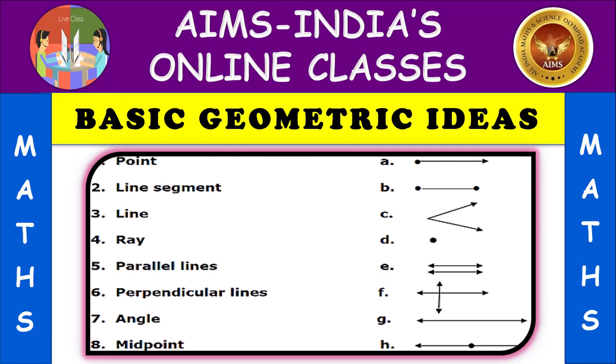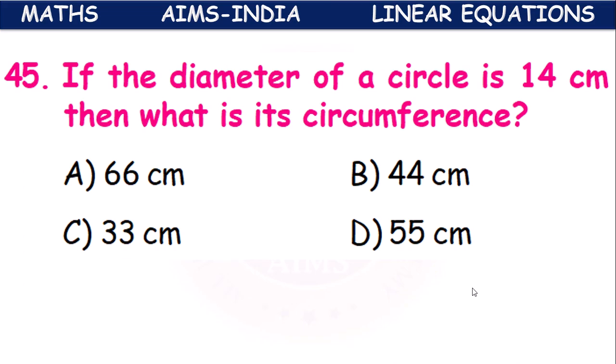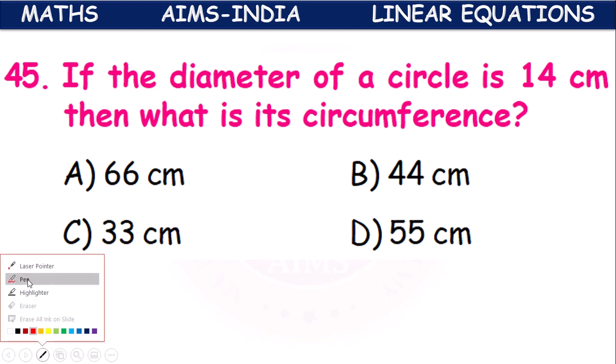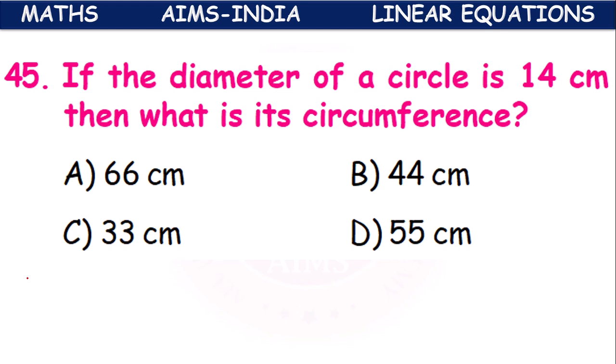In today's class, from the mathematics subject, we are going to continue the topic of basic geometric ideas. In our previous class, we already solved some questions. Let's continue. The 45th question: if the diameter of a circle is 14 centimeter, then what is its circumference?